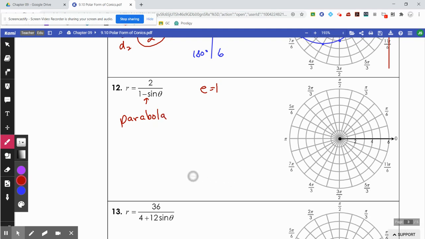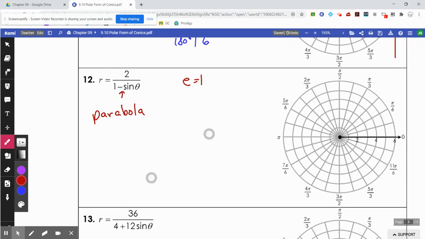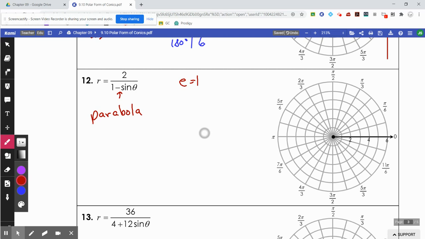And again, I'm not going to do a table of values. What I'm going to do is type straight into my calculator, 0 degrees. I'm going to do 2 divided by 1 minus the sine of 0. The sine of 0 is 0. 2 over 1 minus 0 is 2 over 1, which is 2. So at 0 degrees, I have a radius of 2. And I'm just going to do that for each of my angle values.